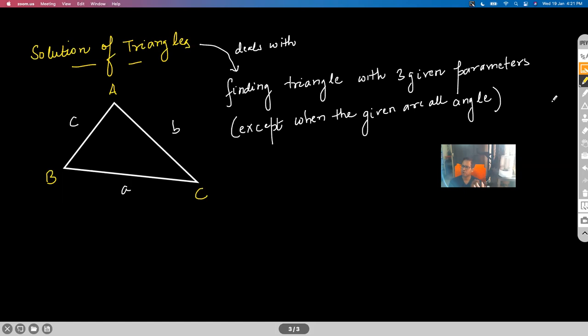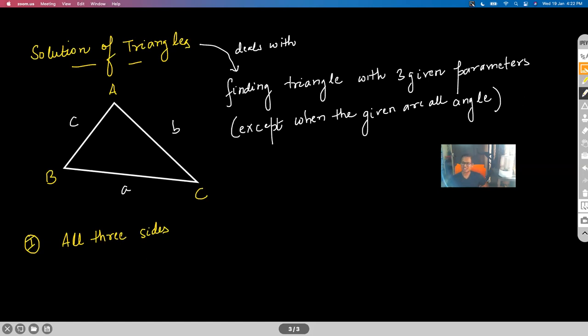Let's see how many situations can be given to us and what all properties that we have already learned in the first part of the chapter are going to help us find the unknowns in the triangle. So let us start with the condition when you have been given all three sides. Please note that if somebody gives you all three angles, there will be infinitely many triangles with those angles. So let me start with the first case where all three sides have been given to you.